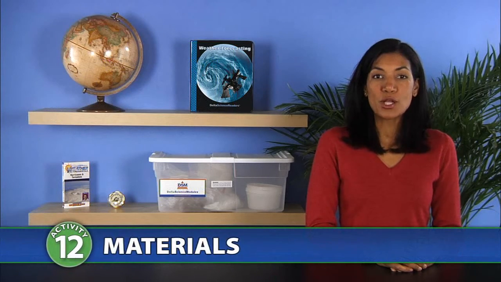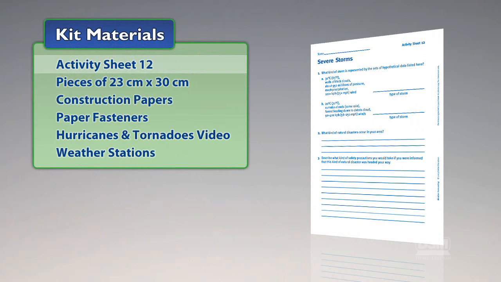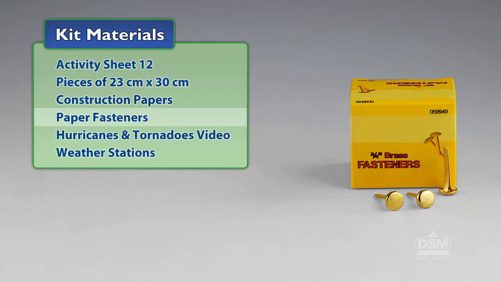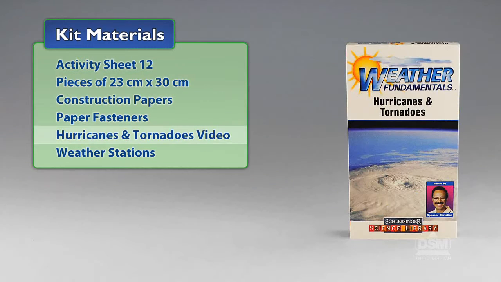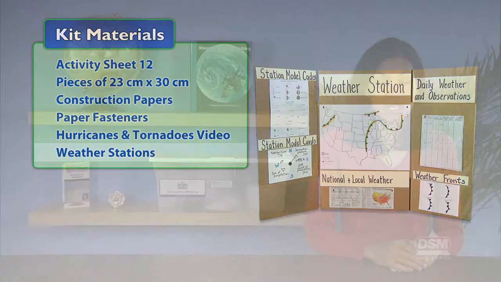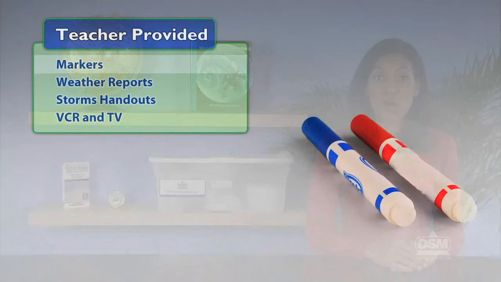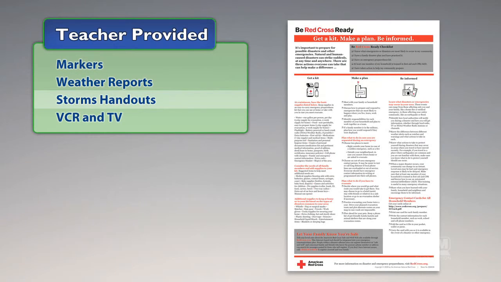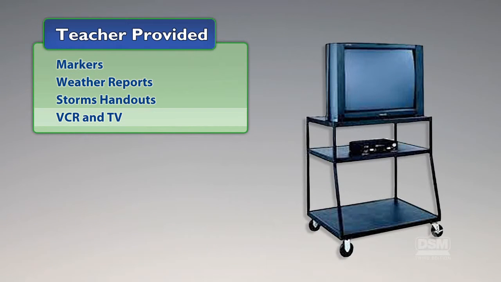You will need the following materials from the kit. Activity Sheet 12. Piece of 23 centimeter by 30 centimeter construction paper. Paper fasteners. Hurricanes and tornadoes video, and weather stations. You will also need to provide markers, weather reports, storms handouts, and a VCR and TV.